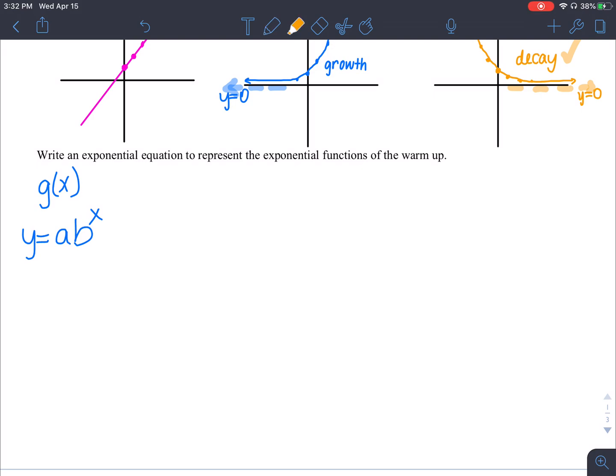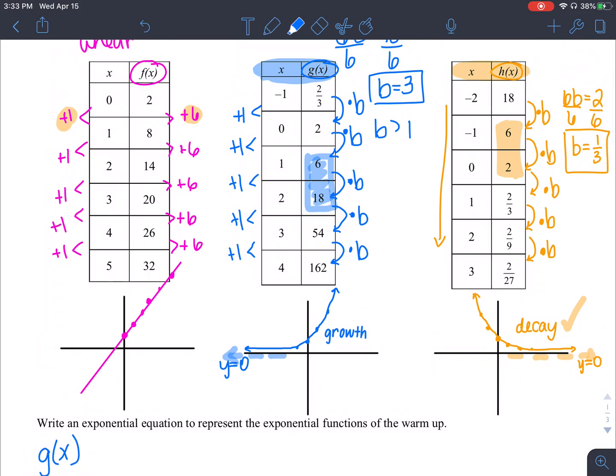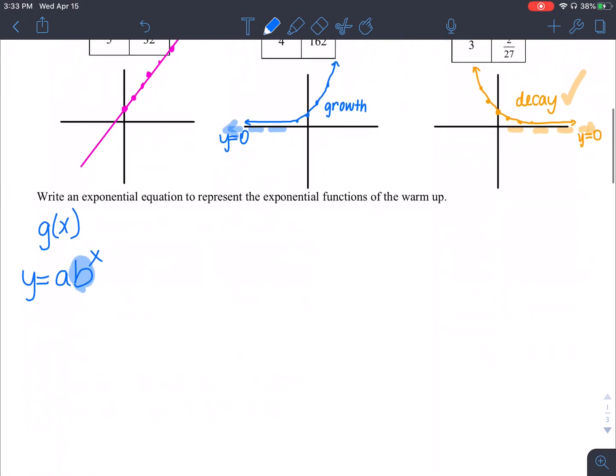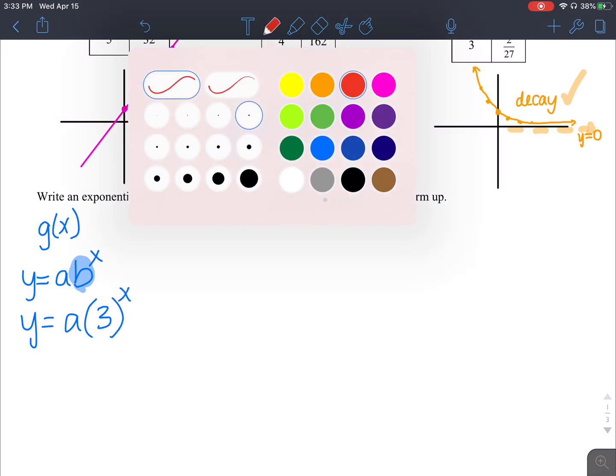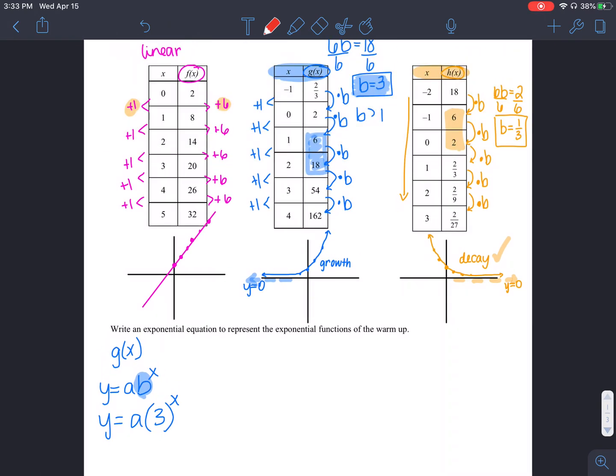Then we just talked about how to find our base values. Our base value in g of x was 3. Really, the base is just what number you are multiplying by each time for your y values. So I'm going to take that 3 and substitute it in. Now if you remember back in quadratic land, whenever we had to find our a value, we substituted in another point. So I'm going to do that exact same thing.